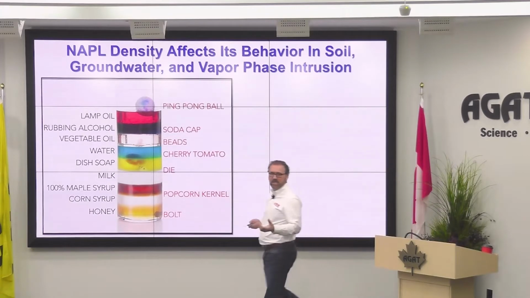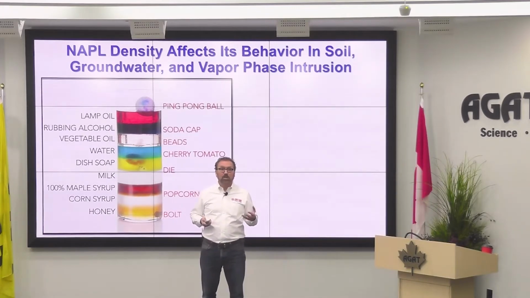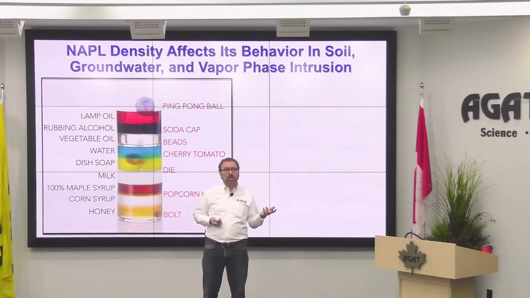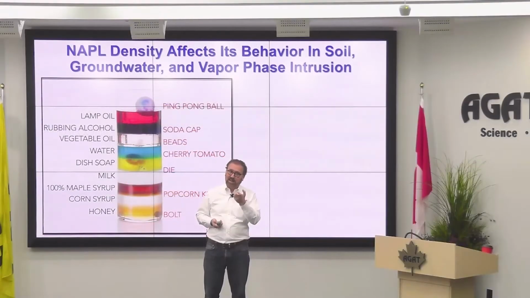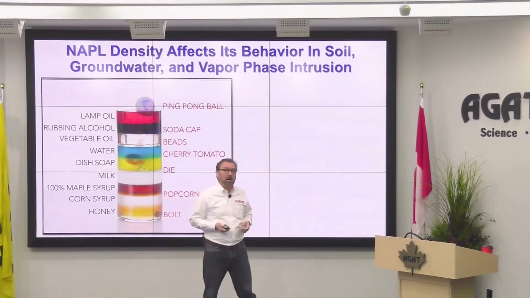So I talked before about things that have a lot of different densities. For example, in this illustration, what I'm showing you is a vial with a lot of different liquids in it. You have a ping pong ball floating on lamp oil. And that lamp oil is on top of rubbing alcohol, and we've got a soda cap floating in there, which is on top of vegetable oil. We have a bead. Then there's a layer of water, a cherry tomato with kind of intermediate density. And then we have soap, a layer of dye, milk, maple syrup, a popcorn kernel, which we think is a bit heavy, but not super heavy. Heavy enough to be down here pretty low. Then we have corn syrup, honey, and there's a brass bolt at the bottom.